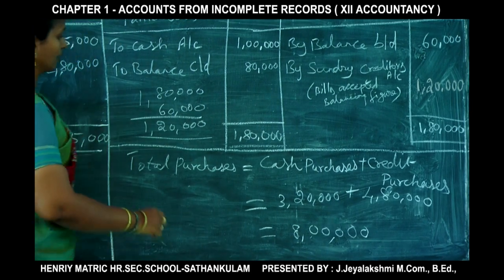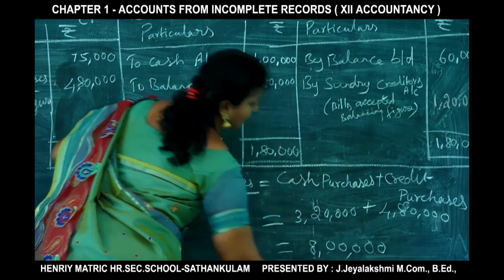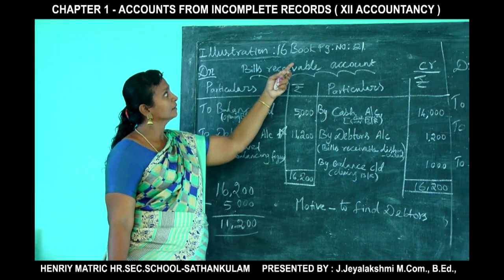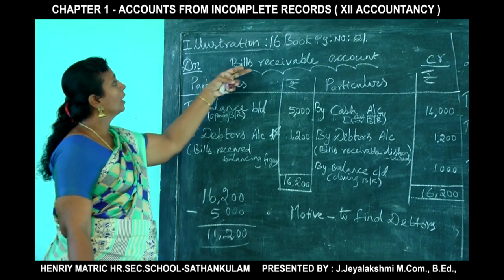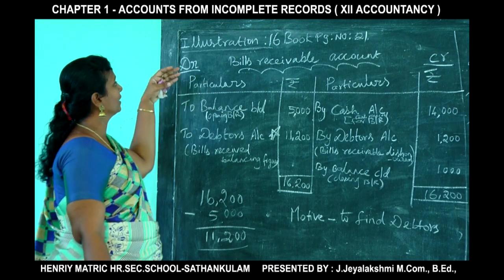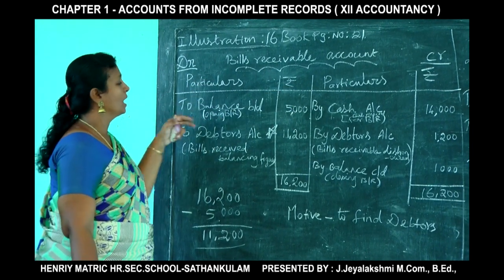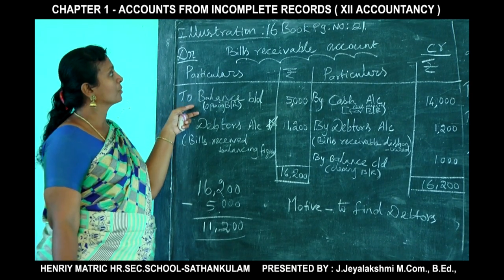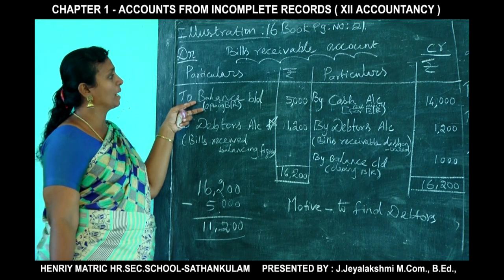So what were they asked to calculate? Total purchase. Total purchase, how much? 8 lakh. Okay, now we are going to learn illustration 6, book page number 21, solution. Answer: bills receivable account. You have to write debit, credit, particulars, amount. We have already discussed the information. So, bills receivable account. The opening and the closing are given.